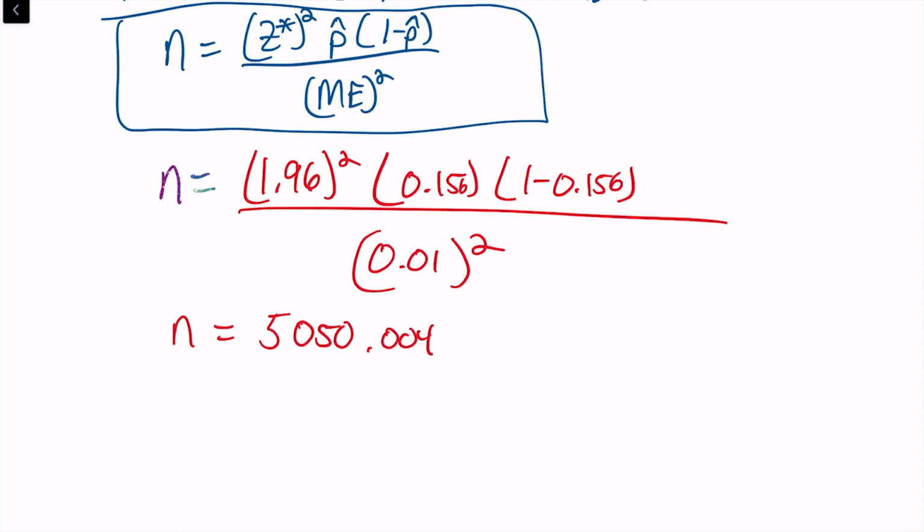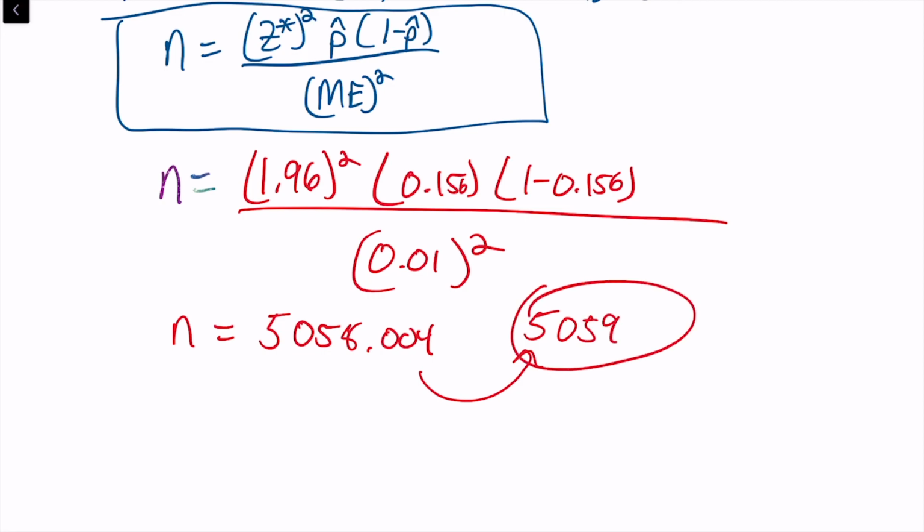What you should do in this case, folks, is always round up. You're going to always round up your answer to the next whole number. And so that's why our answer is 5,059. That should be our minimum sample size. That should be the sample size we take in order to get within 1% of the true population proportion.